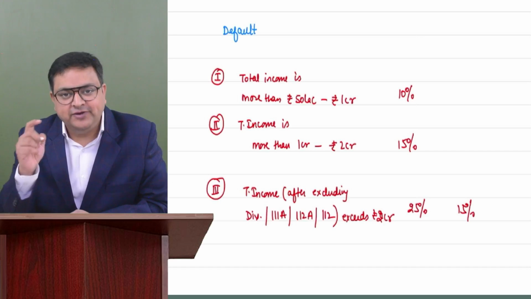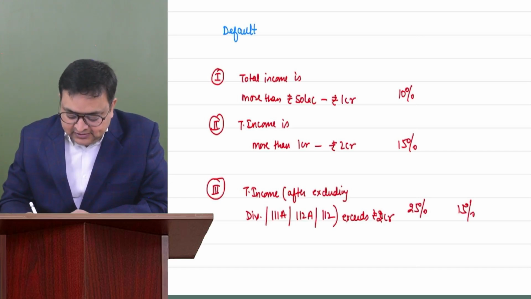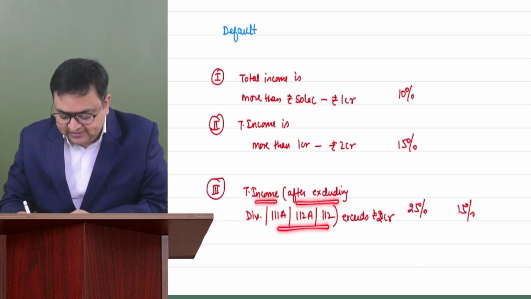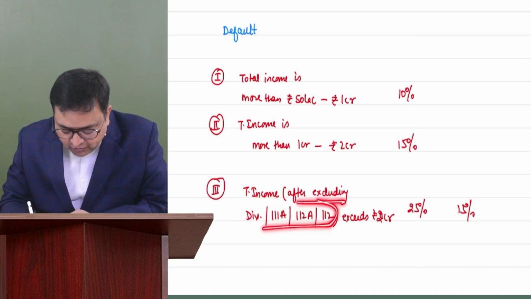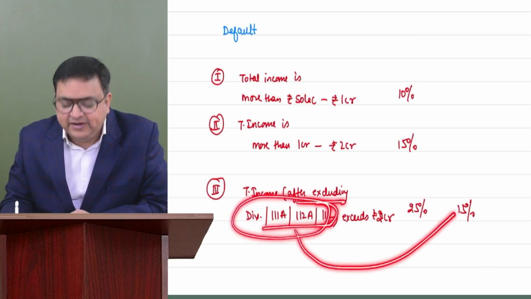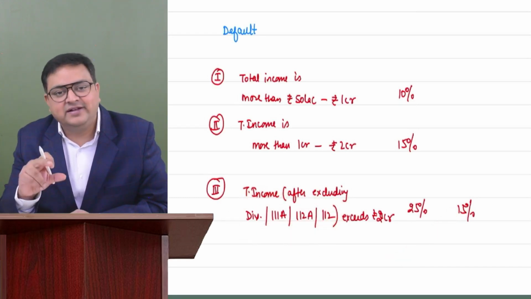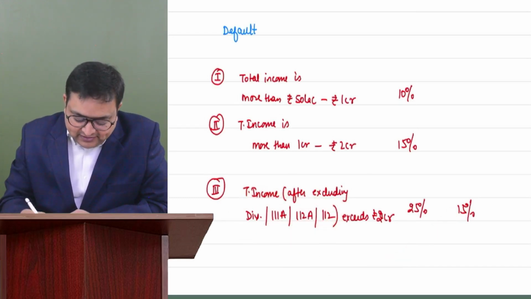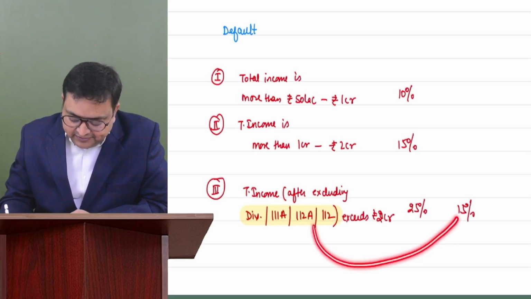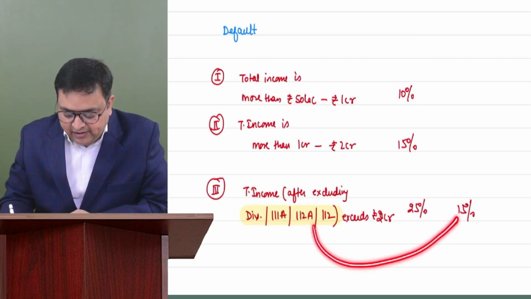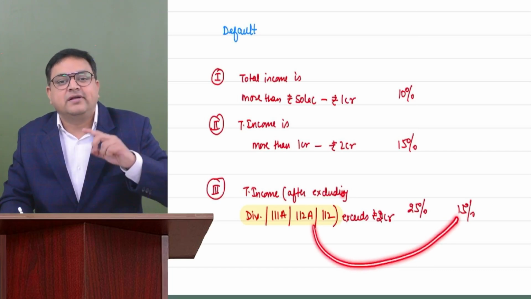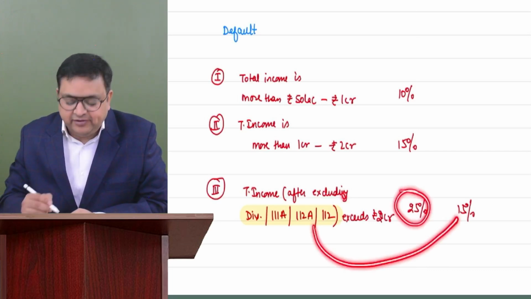Why 25 and 15? Because on the income exceeding the threshold after excluding them, you will apply only a 15% surcharge rate. The surcharge is always on tax. So whatever is the tax on these incomes, you will apply 15% on that tax. And whatever is the tax on the remaining income, you will apply 25%.